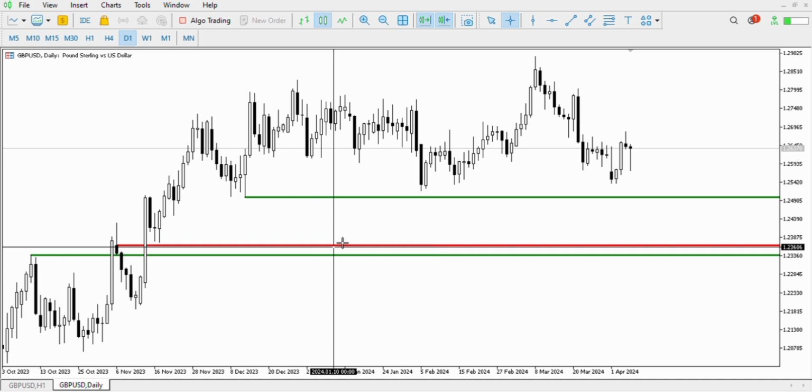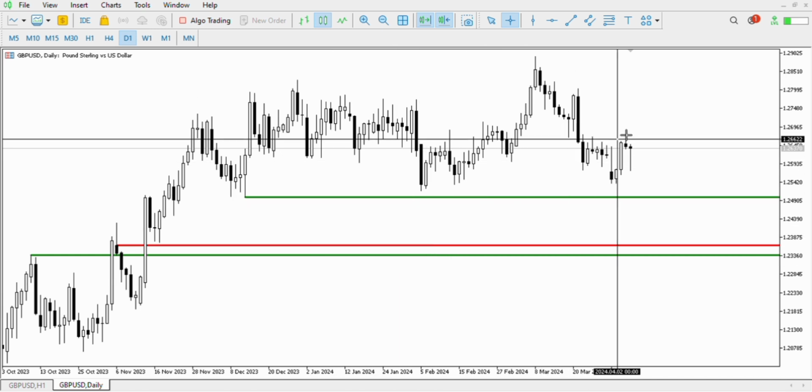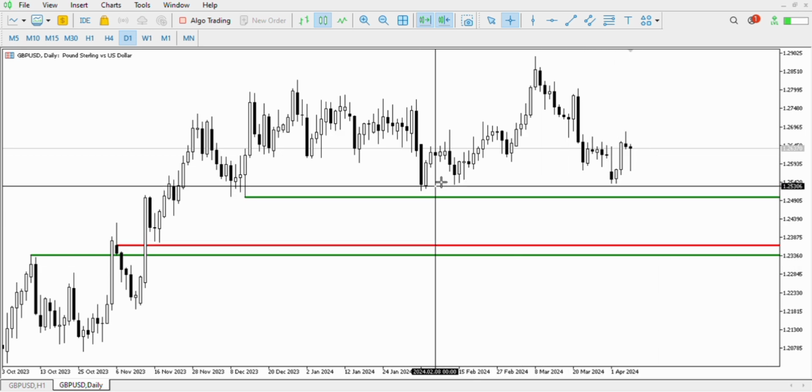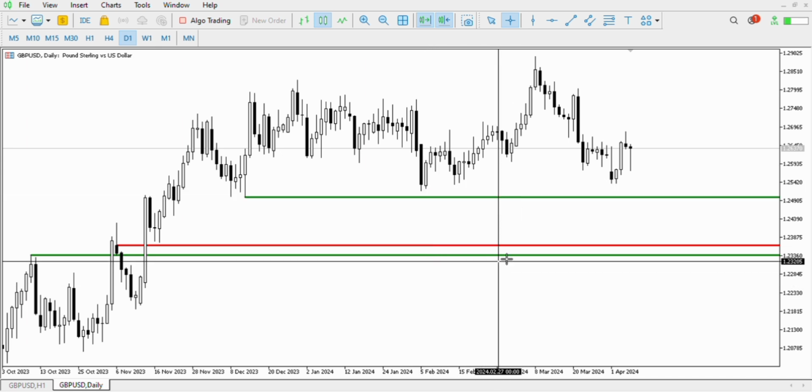So now what will really validate this setup is if we can see price fall down or break this low right here. The moment price can break this low, I expect price to head to this area.